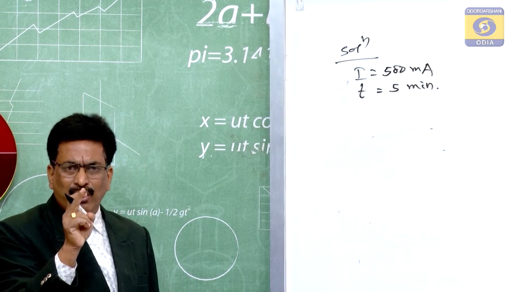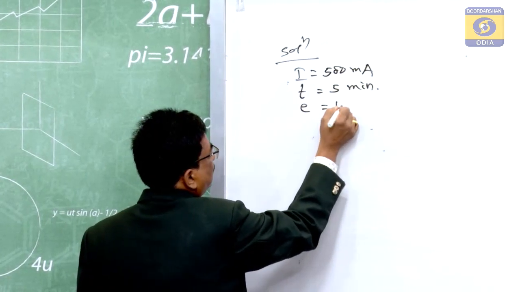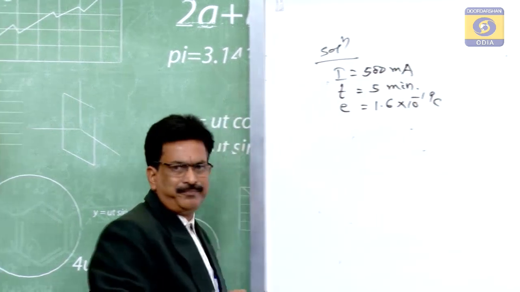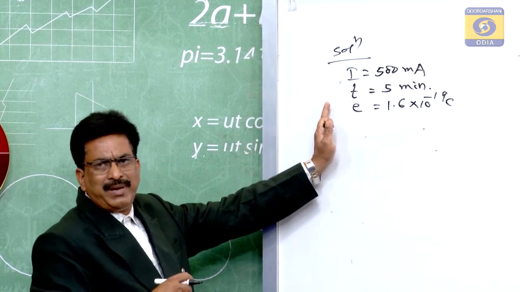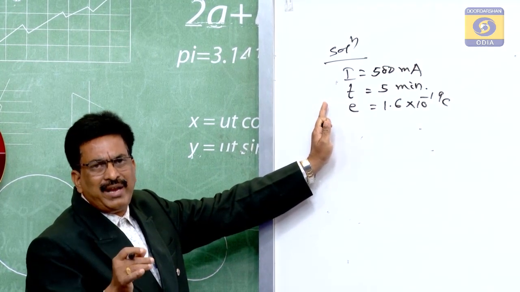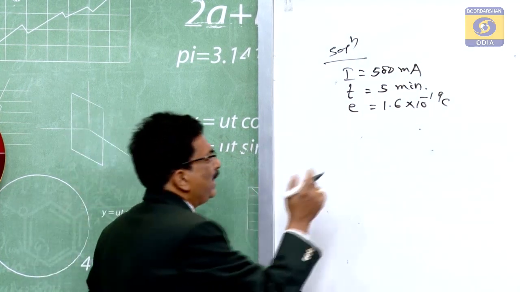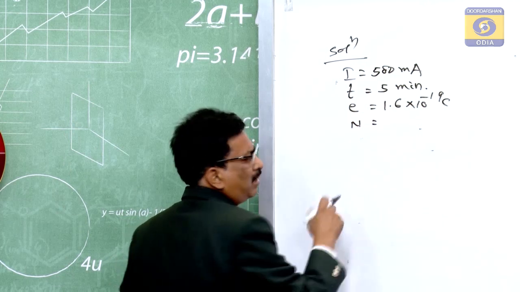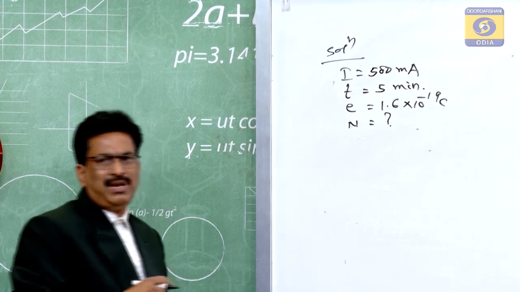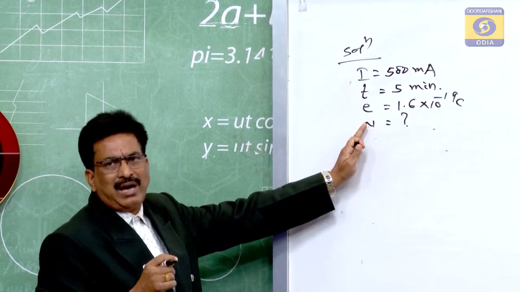So how many electrons will be there? Electron means E, it has its charge 1.6 into 10 to the power of minus 19 coulomb. So these are the data which is given according to the second step. The third step is you have to find what is asked. What is asked? How many electrons? The number of electrons is the capital N, that value you have to determine. So these are your data, and this is your asking one.